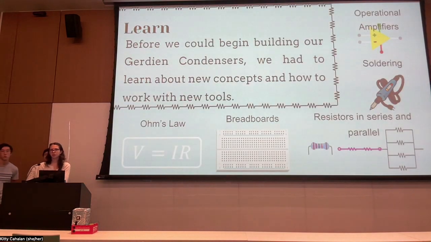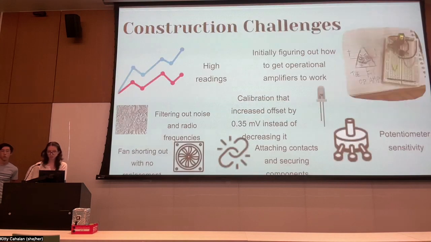Before we could begin building our gradient condensers, we had to learn about new concepts and how to work with new tools, including equations like Ohm's law, which proved to be very important, and how to work with breadboards, resistors in both series and parallel, soldering irons, and operational amplifiers. Working with operational amplifiers was very difficult. It personally took me about 3 sessions, like 9 hours, to get it to finally work.